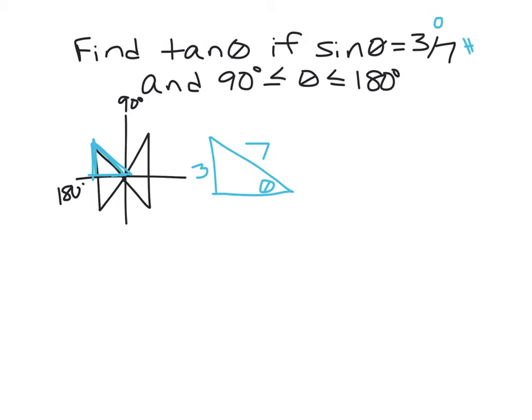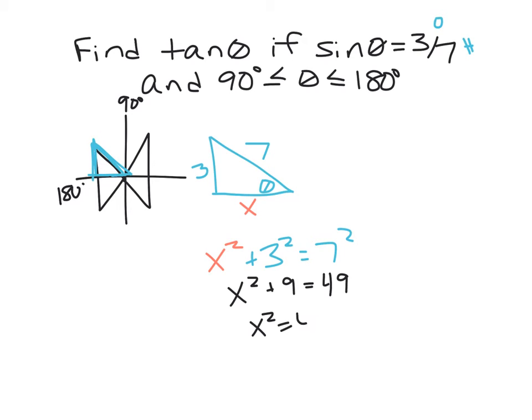So I need to do my Pythagorean theorem. We're still solving for x this time. x squared plus 3 squared equals 7 squared. So x squared plus 9 equals 49. x squared equals 40. So x equals the square root of 40. And we're just going to leave that. I don't need you to simplify right now. But what I need to think about is my signs.